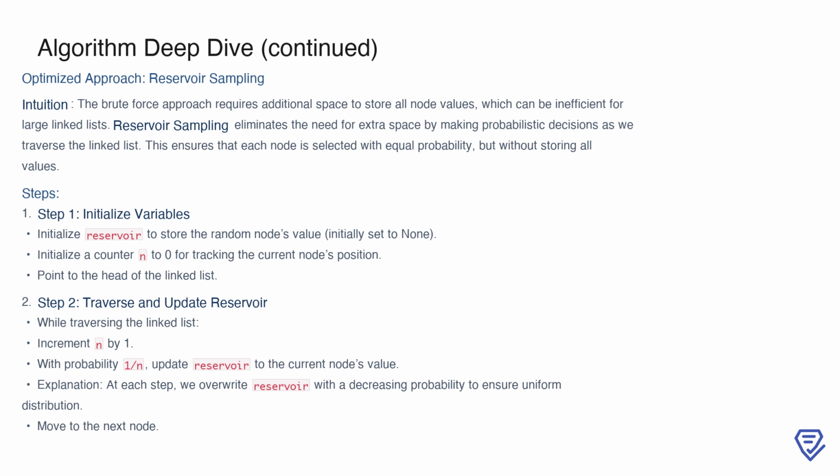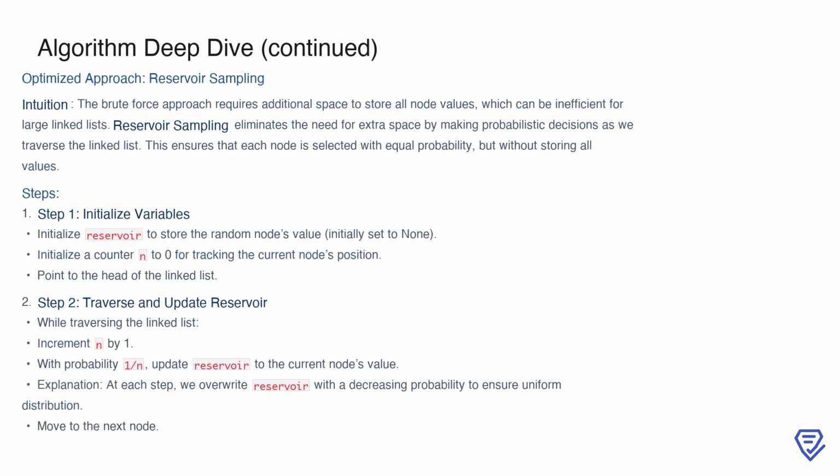To address the space inefficiency of the brute force method, we turn to an optimized solution called reservoir sampling. This approach eliminates the need for extra storage by making probabilistic decisions during the traversal itself. As a result, it ensures uniform probability for all nodes without requiring additional space. The algorithm begins by initializing a variable called reservoir, which will store the randomly selected node's value. Initially, reservoir is set to None. We also initialize a counter n to track the current node's position in the traversal, starting from 0. With these variables ready, we start traversing the linked list.